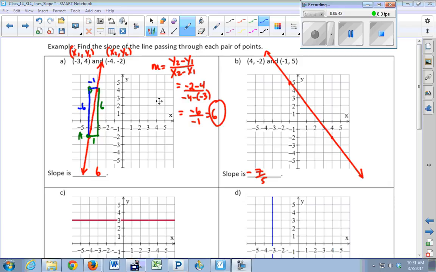So it doesn't matter how you walk. This one says walk 1 step to the right and up 6. This one says walk 1 step to the left and down 6. It just depends on which way you're walking on your line.